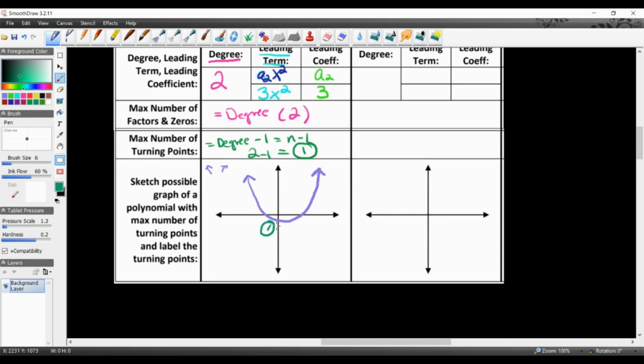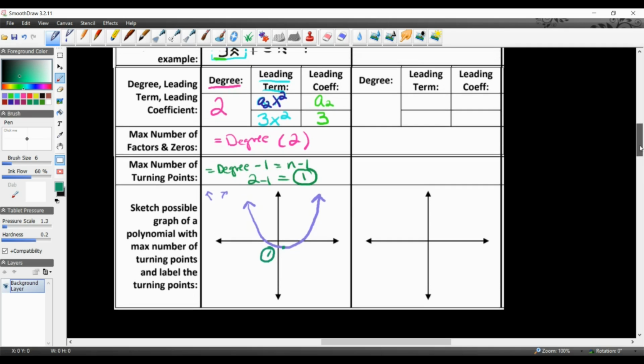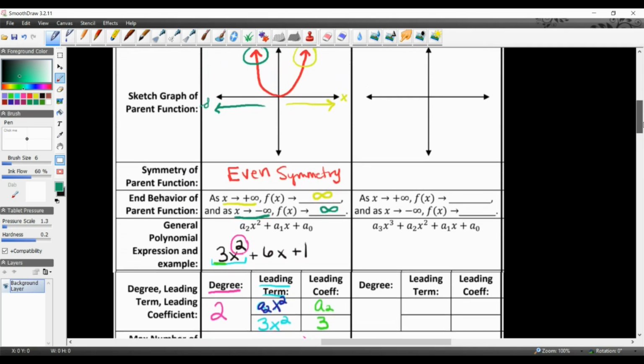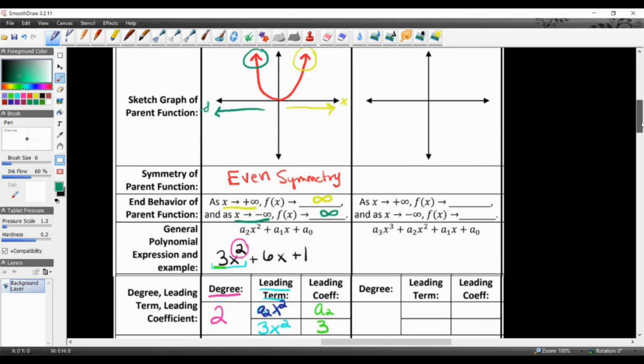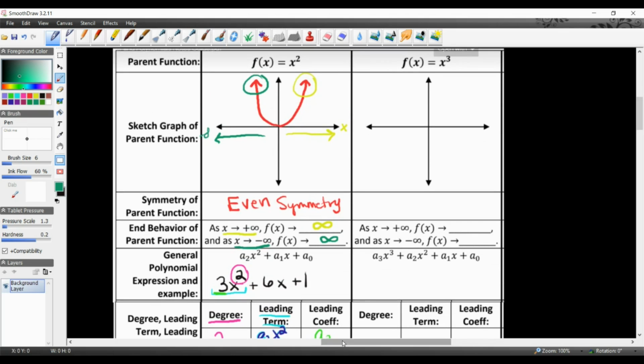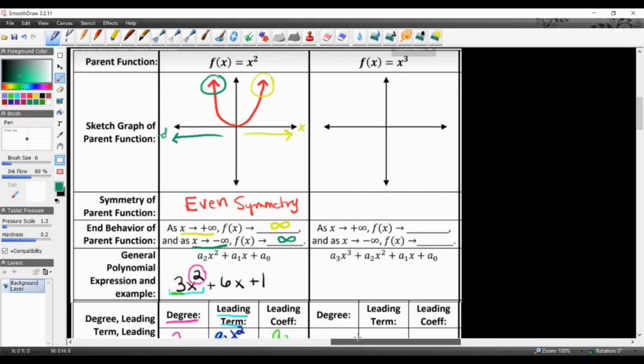All right, to be more specific, I guess you could say it's right here. I'm just generalizing. There we go. So there you have an example of an even function and how to fill this out with some of its properties, some of its traits. Let's go ahead and look at the odd function now.